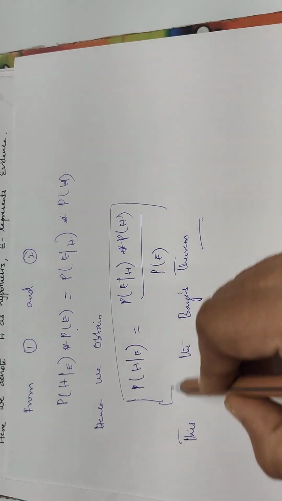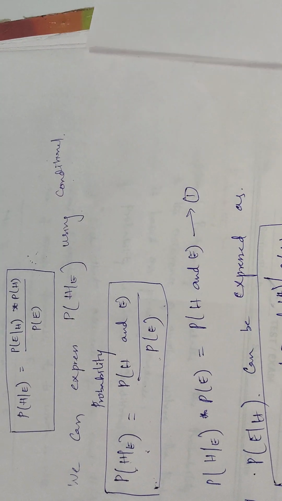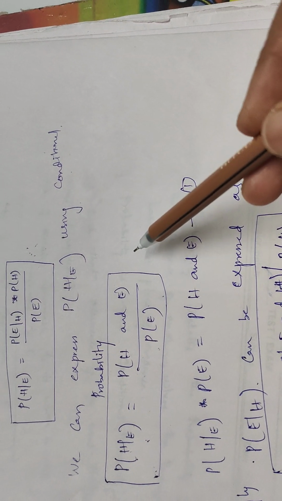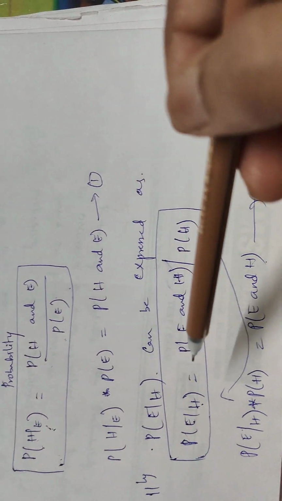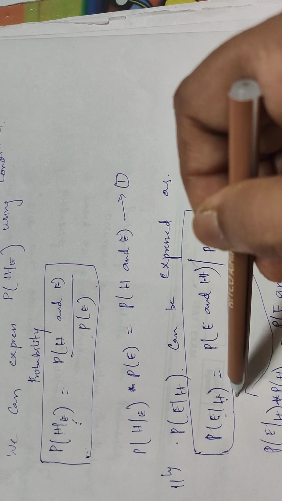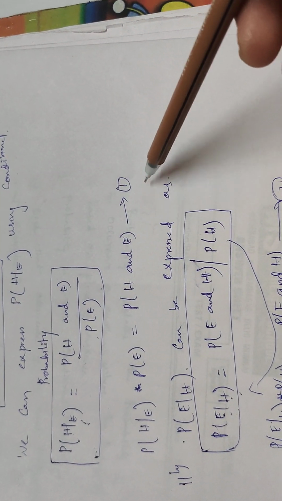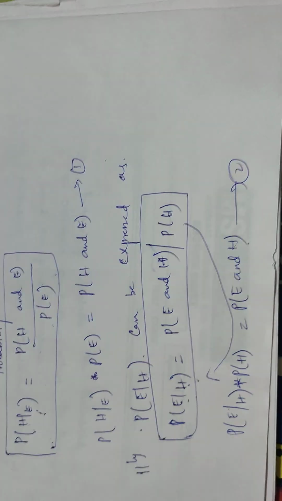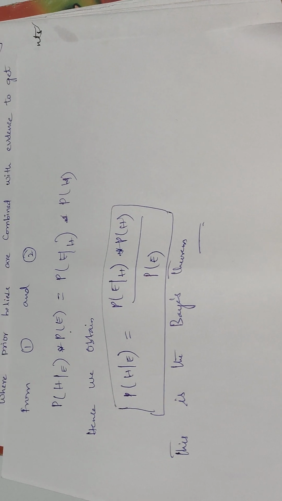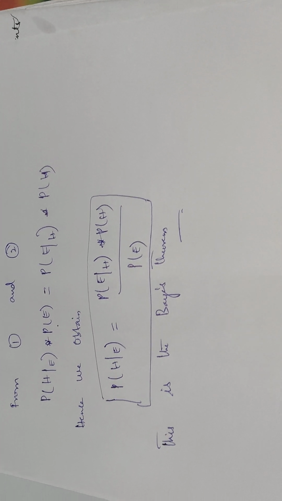So this is our Bayes theorem. How we got the Bayes theorem is that we considered the conditional probability with respect to hypothesis and evidence, and the conditional probability with respect to evidence and hypothesis, and we equated both of the resultant equations out of these two conditional probabilities. When I equate equations 1 and 2 together, this is the Bayes theorem we have got.